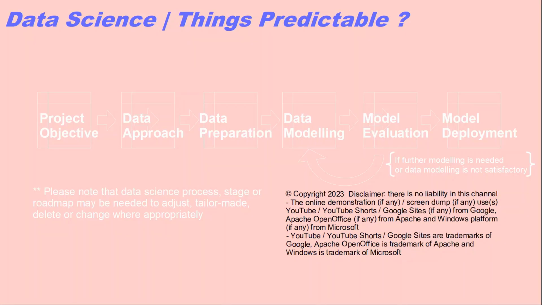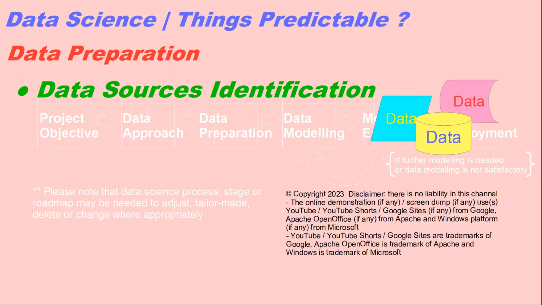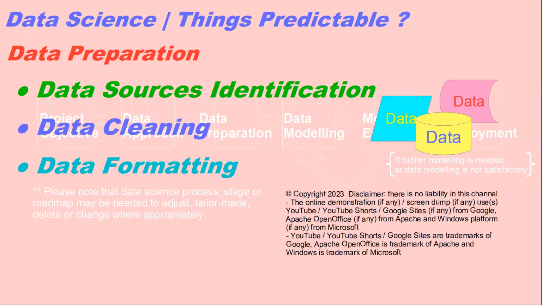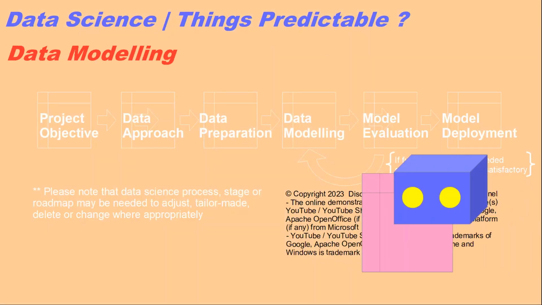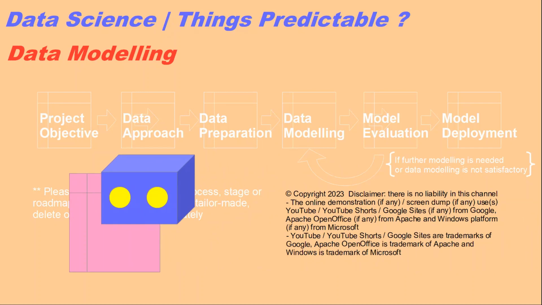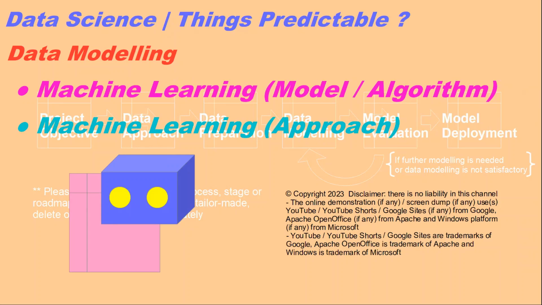The third process is data preparation, which includes data sources identification, data cleaning, data formatting, data validation. The fifth process is data modeling. It may be needed to understand concept of model, algorithm, or approach in machine learning first.